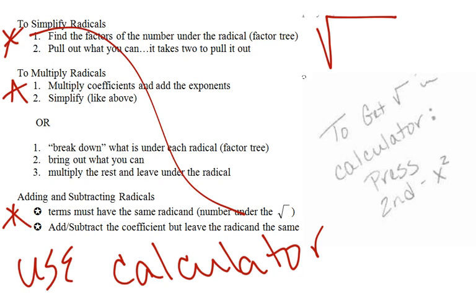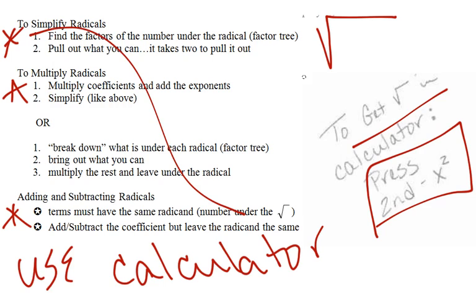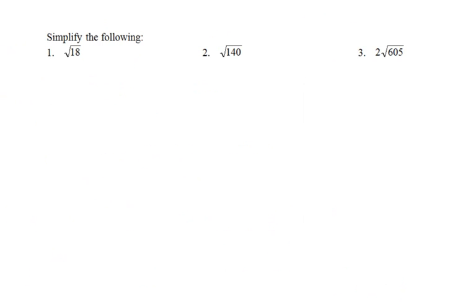to get our answers. So to get the square root symbol in the calculator, you have to press second x squared. When you press second x squared, it's going to give you a square root and it's going to automatically open parentheses. The key to doing this is that after you get your stuff typed in, you need to close the parentheses before you move on. So let's look at some examples.